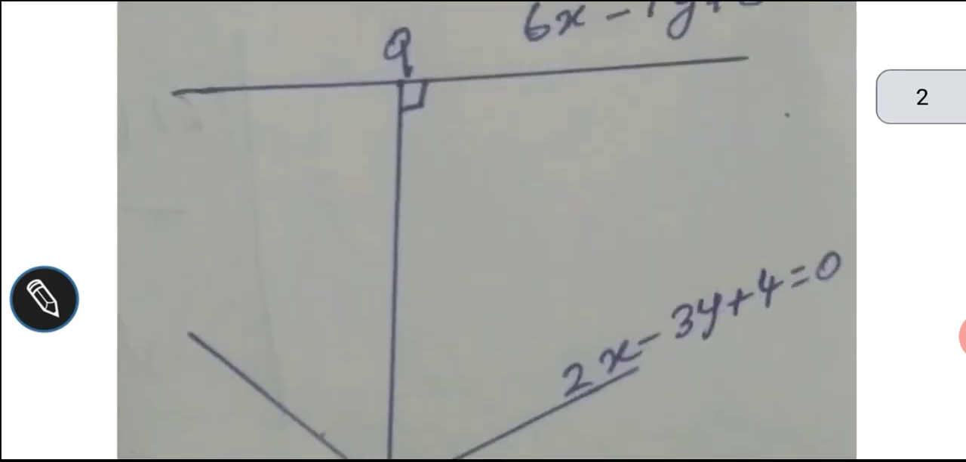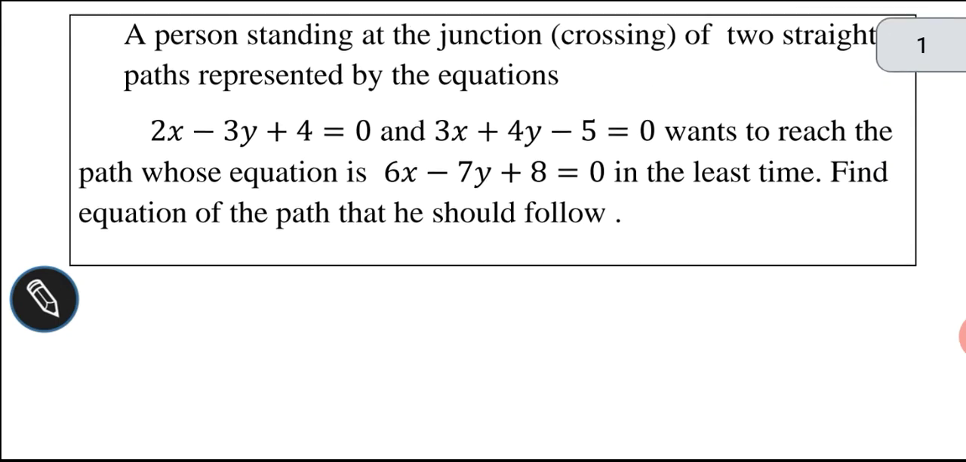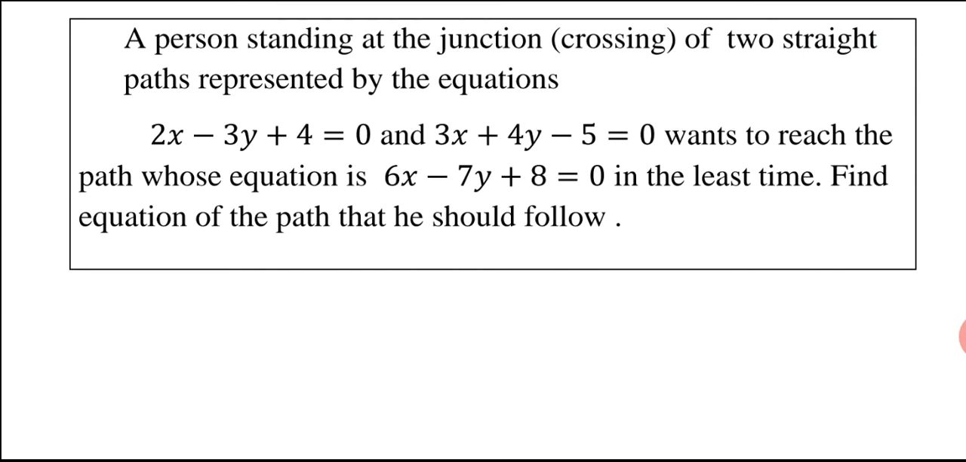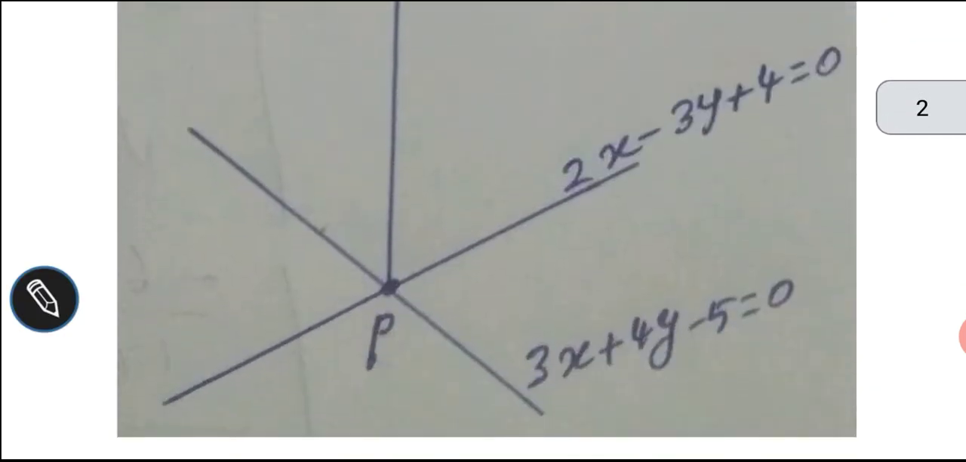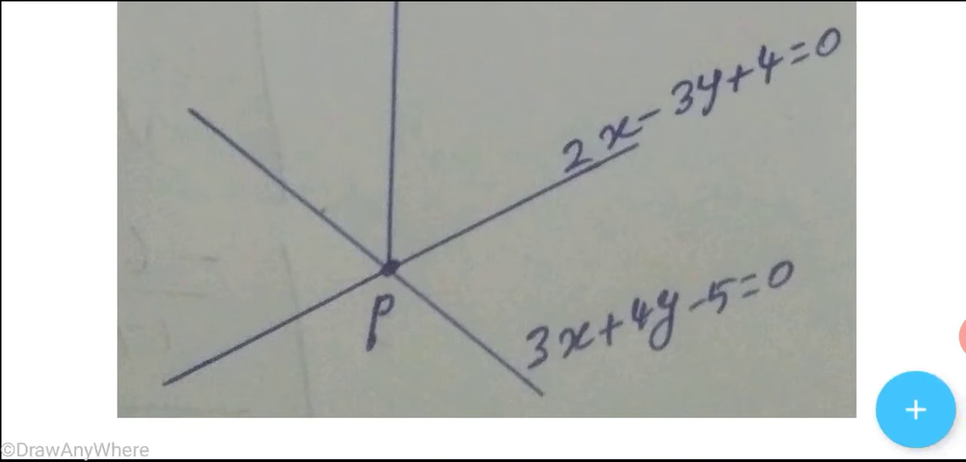So the person is standing at point P of minus 1 divided by 17 comma 22 divided by 17. In the problem it is given that a person is standing at the junction of two straight paths. The paths are 2x minus 3y plus 4 equal to 0 and 3x plus 4y minus 5 equal to 0. The person is standing here at the intersection of these 2 lines, and we have calculated the intersecting point just now.